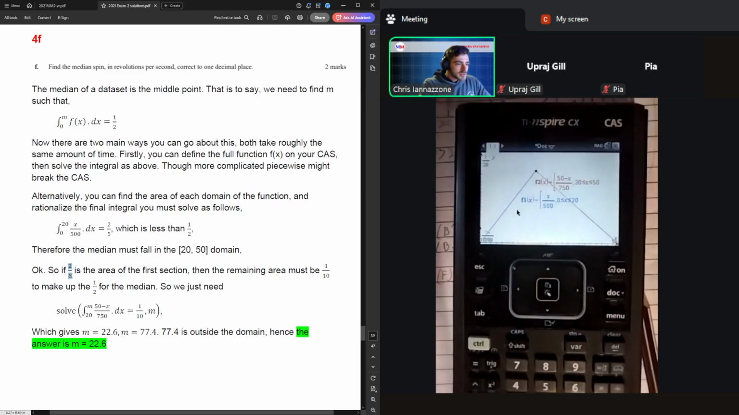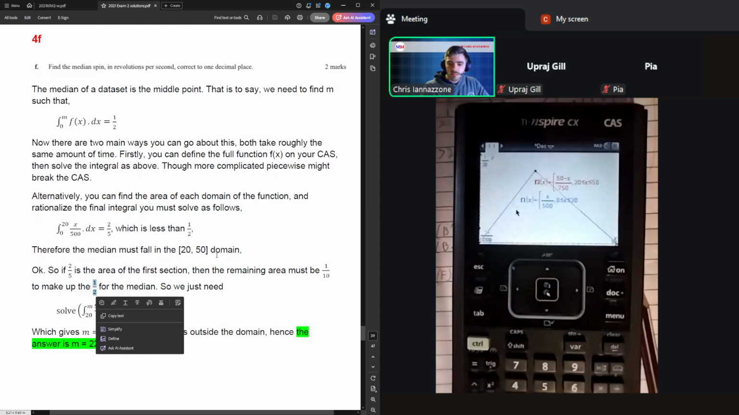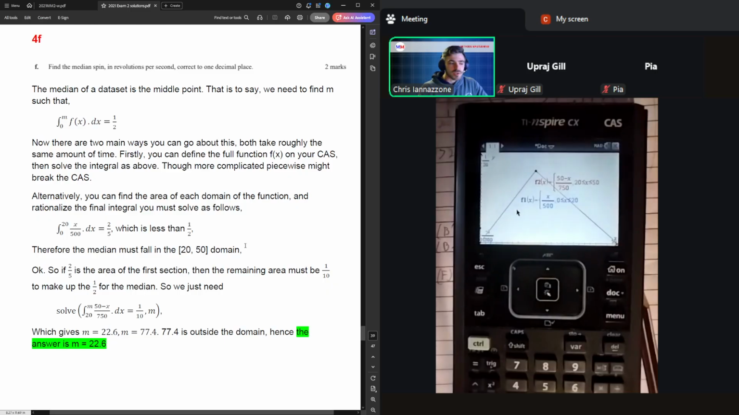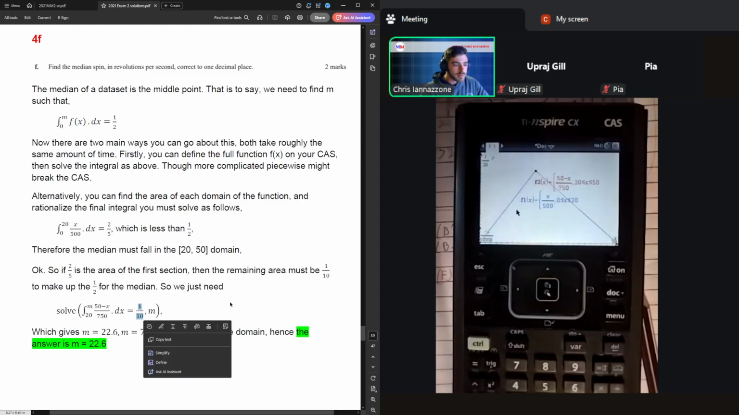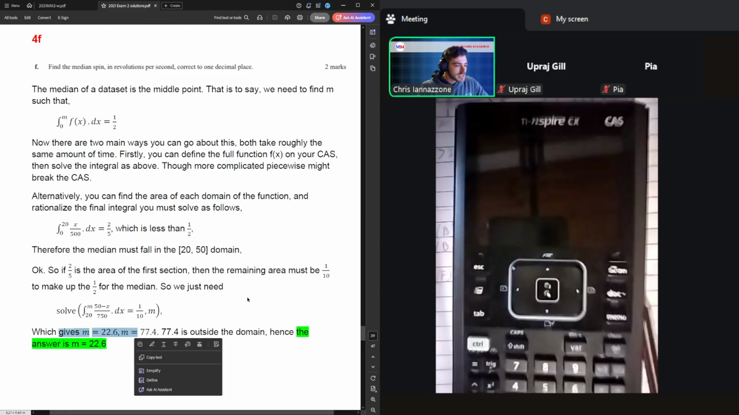So 2/5 or 4/10 is the first area. So the remaining section of it must therefore be 1/10, right? Because you want to make up 5 out of 10, or 1 out of 2, in total. And so what you do from there is you say, okay, cool. Definitely starting at 20 on the second function. I don't know where it's going to end, but I do know that that portion of the area has to contribute 1 out of 10 for the total to add up to 50%. And then, yeah, that's just a CAS solve.